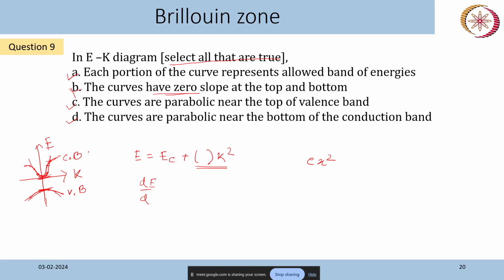So these are discrete, but the distance between these two states is very small, so that's why I'm drawing it like a continuous line.